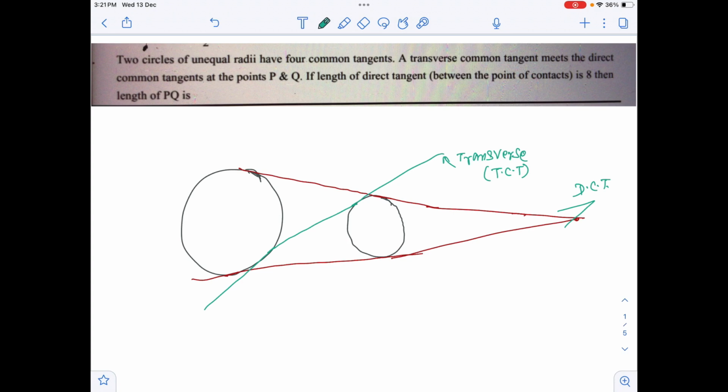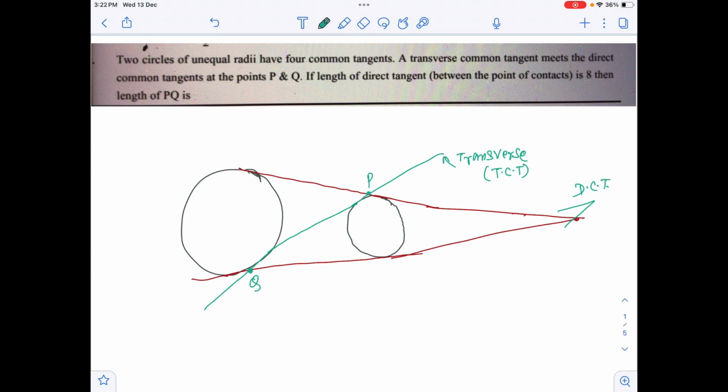Right, now according to the question, they have given some information. The transverse common tangents meet the direct common tangent at points P and Q. So this point is, let's say, P, and this transverse meets the other direct tangent at Q. Now we have to find the length of PQ.